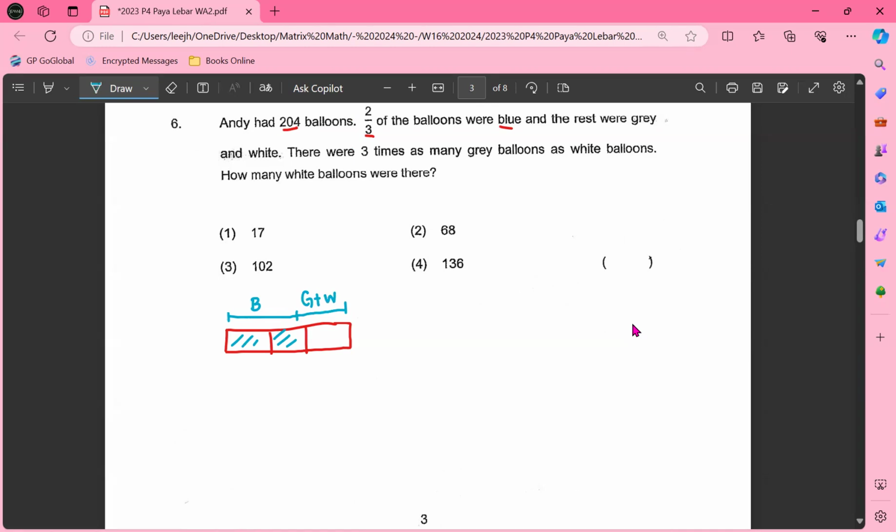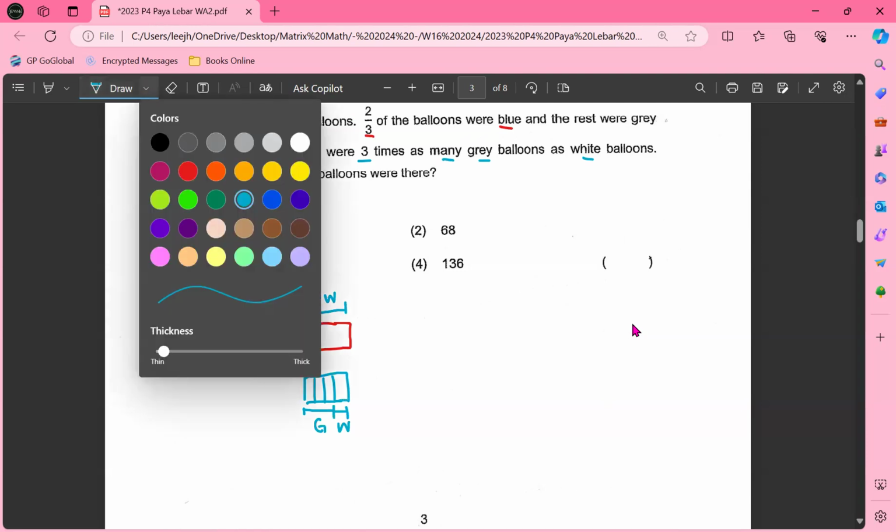But what happens to the gray and white? There were 3 times as many gray as white. So we are going to draw 3 times as many gray means gray will be 3 units, white will be 1. So which makes this a total of 4 units. Understand? So 3 times gray, so that means 3 units will be gray, and this 1 unit will be white. Okay, so that means you know that actually this one is one small piece cut into 4 small parts. Okay, so I want to check how many white balloons there are.